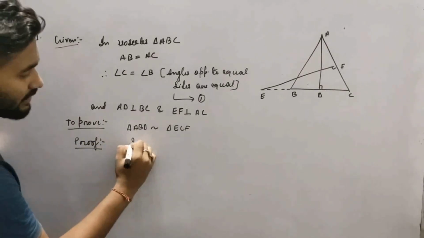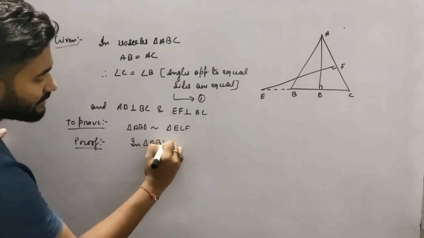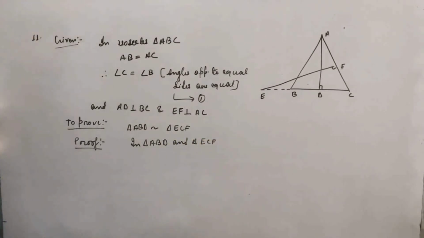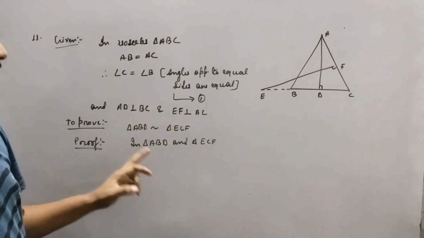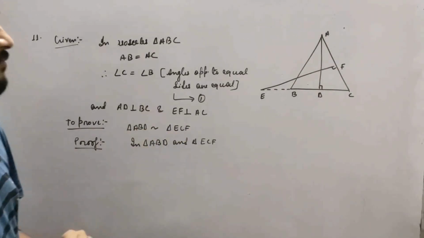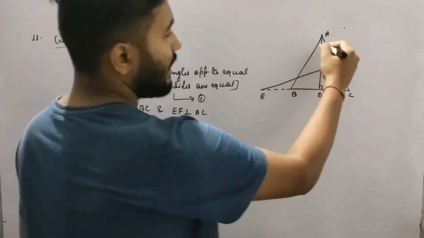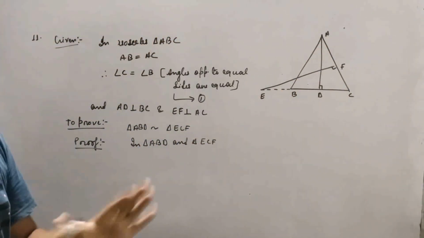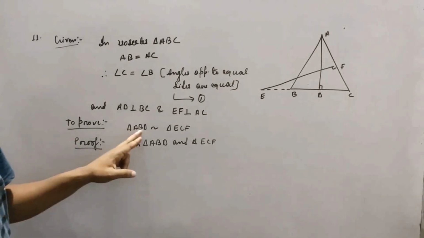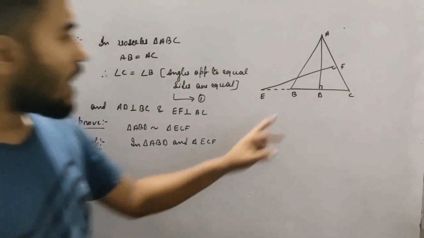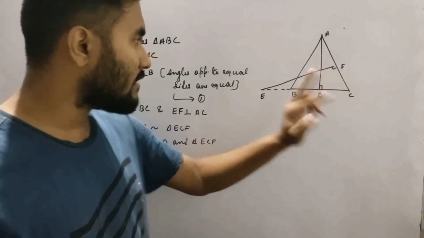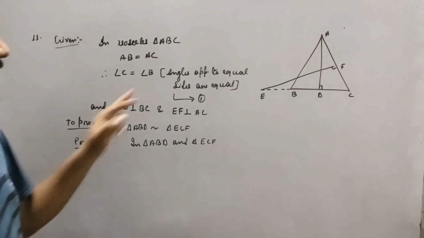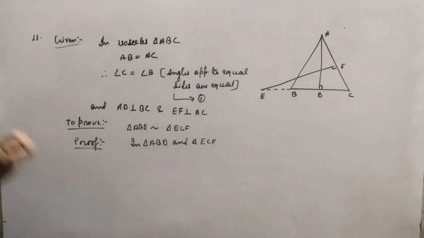So consider these two triangles, triangle ABD and triangle ECF. Since it is given in the question, can we use that our angle A should be equal to angle E? Let us see. Do we know any reason for that? We don't know any reason for that. Then our angle B should be equal to angle C. Somewhere we have got this one, right? Angle B is equal to angle C. We have got this one.